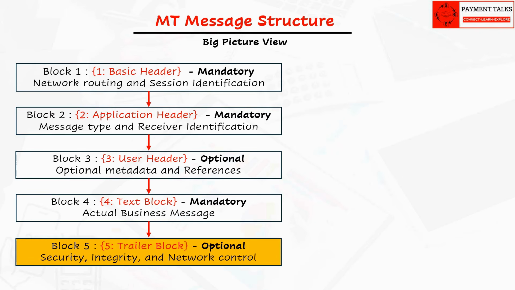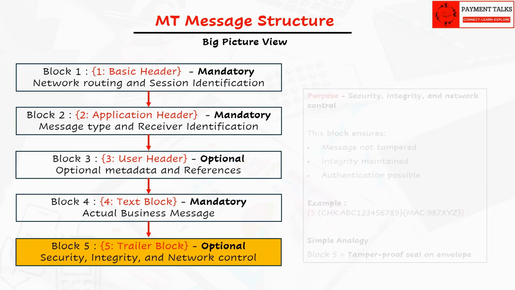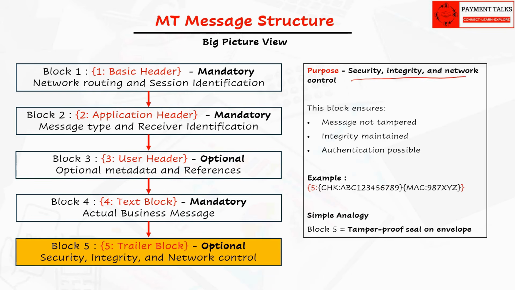Next is block 5, trailer block. The purpose is security, integrity and network control. This block ensures the message is not tampered with, integrity is maintained, and authentication is possible. Example can be seen here. Key characteristics are optional but common, security focused, no business logic. In our parcel analogy, think of block 5 as a tamper proof seal on the envelope.